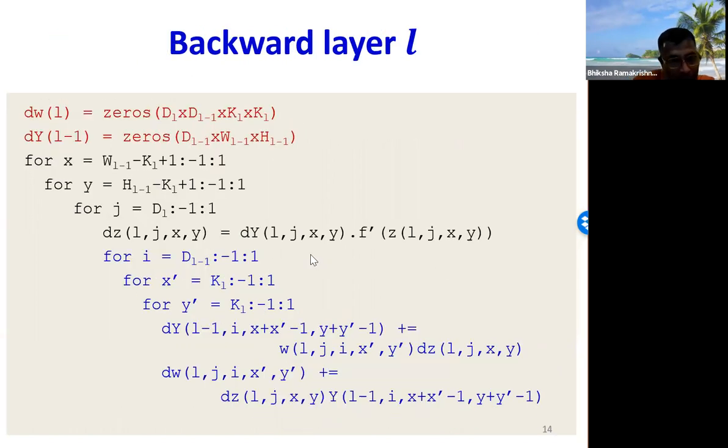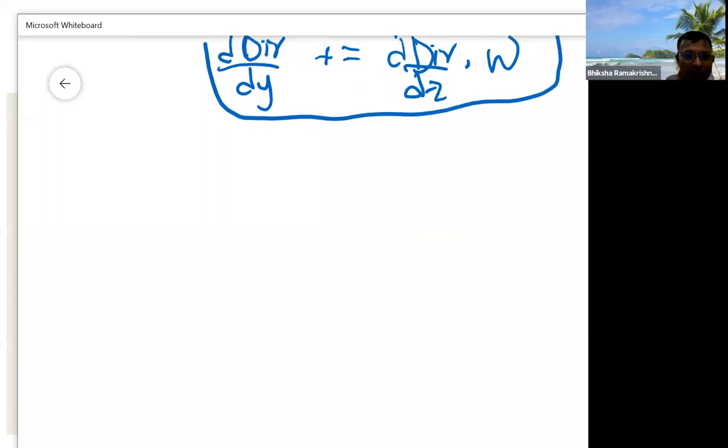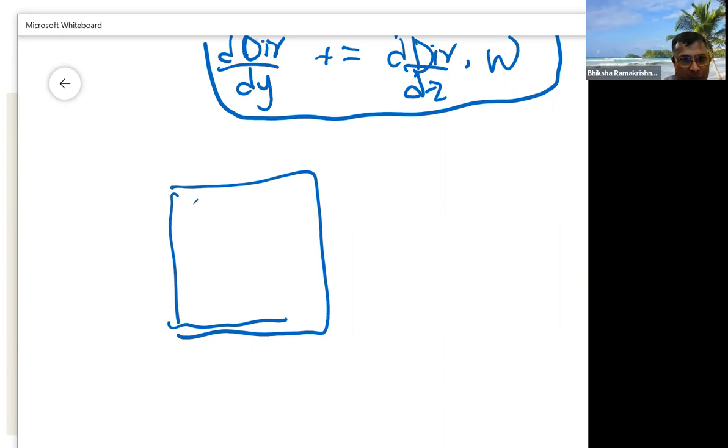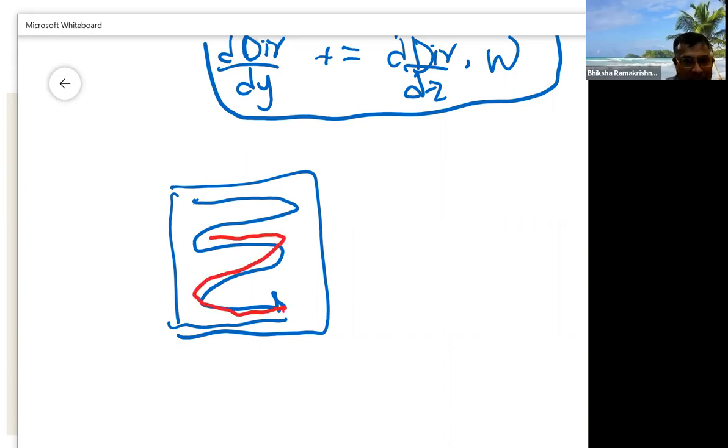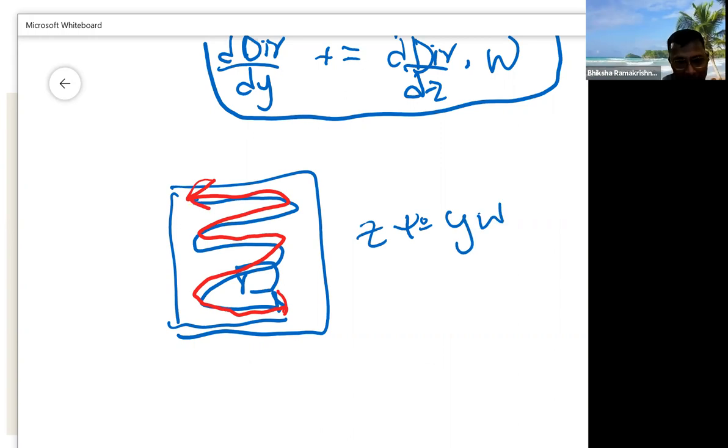So this is going to be within one layer. This is the operation. In the forward pass, we scanned like so, right? In the backward pass, I'm going to reverse the scan and go backwards. At each position in the forward pass, I performed z plus equals yw. From this, I'm going to go backwards and say, therefore, dy equals dz.